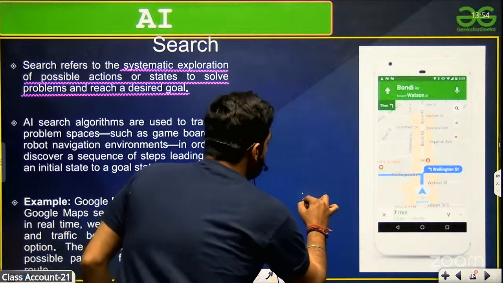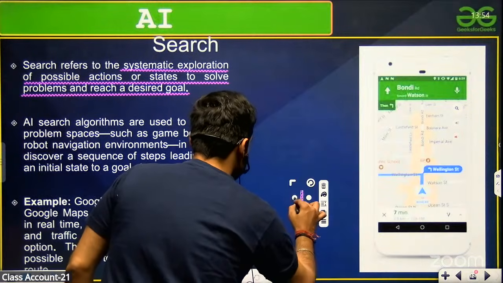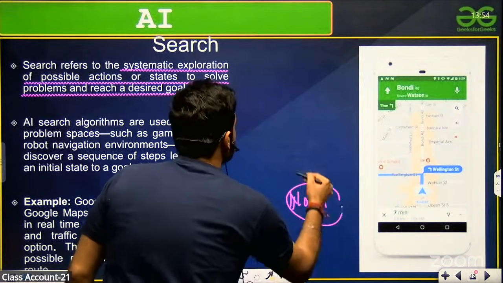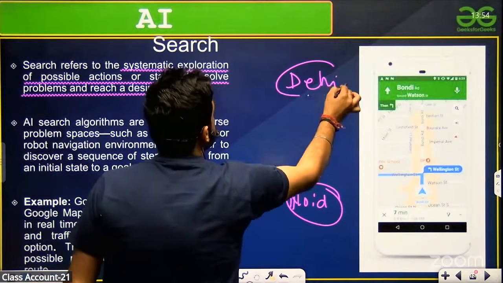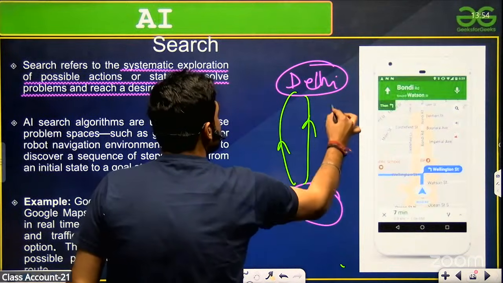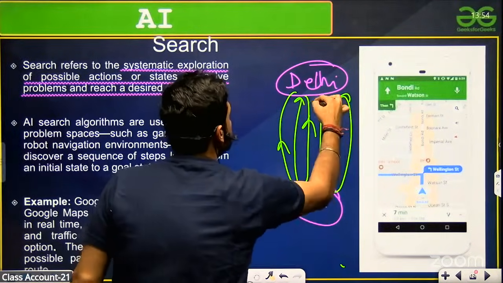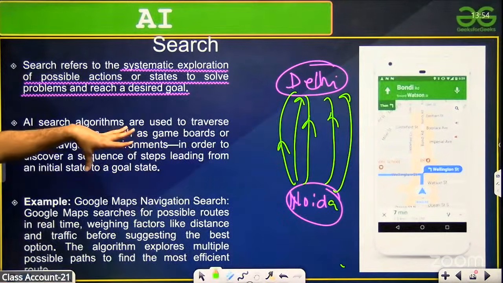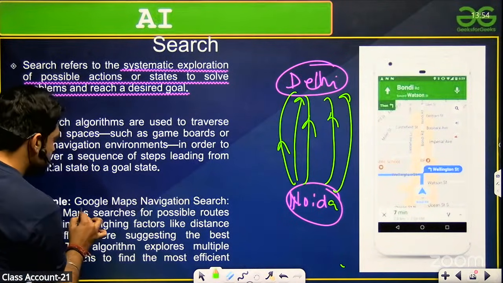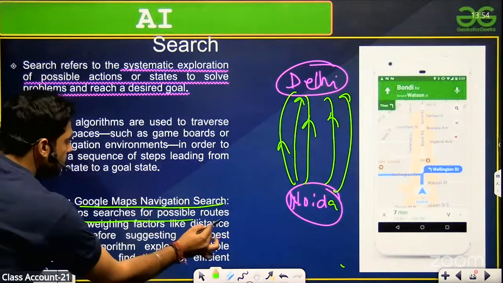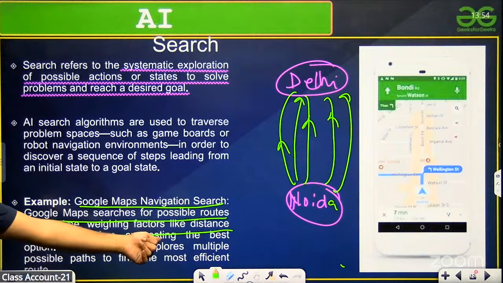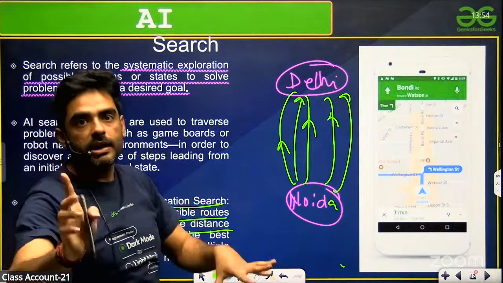For example, we have a total of 20 routes from Noida to Delhi. It would show you the present states, the present routes, everything, but it wouldn't give you the conclusion about which route you should travel. An example is Google Maps navigating search. In real time, it weighs factors like distance and traffic before suggesting. Everything is shown to you, but you won't be given the conclusion.